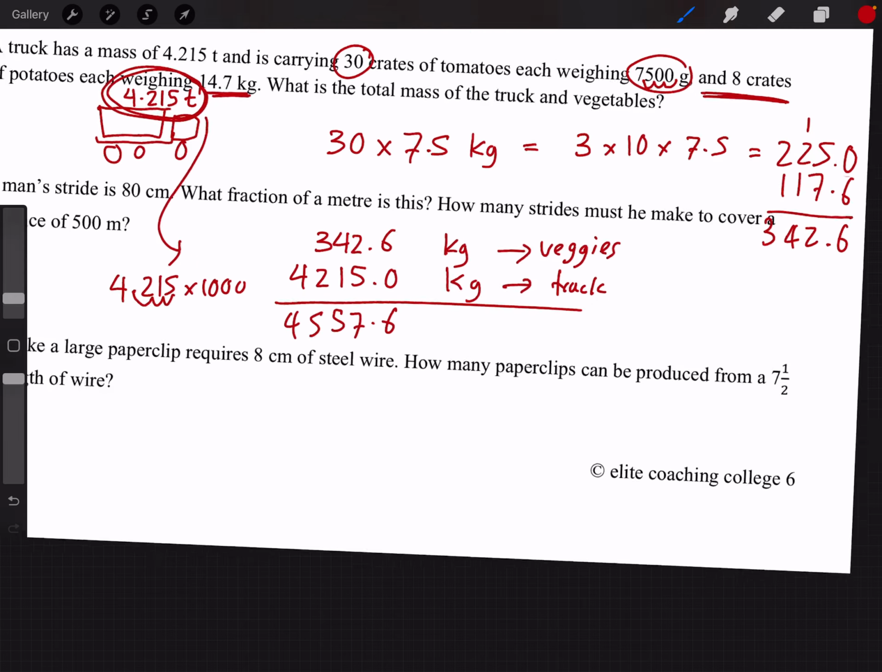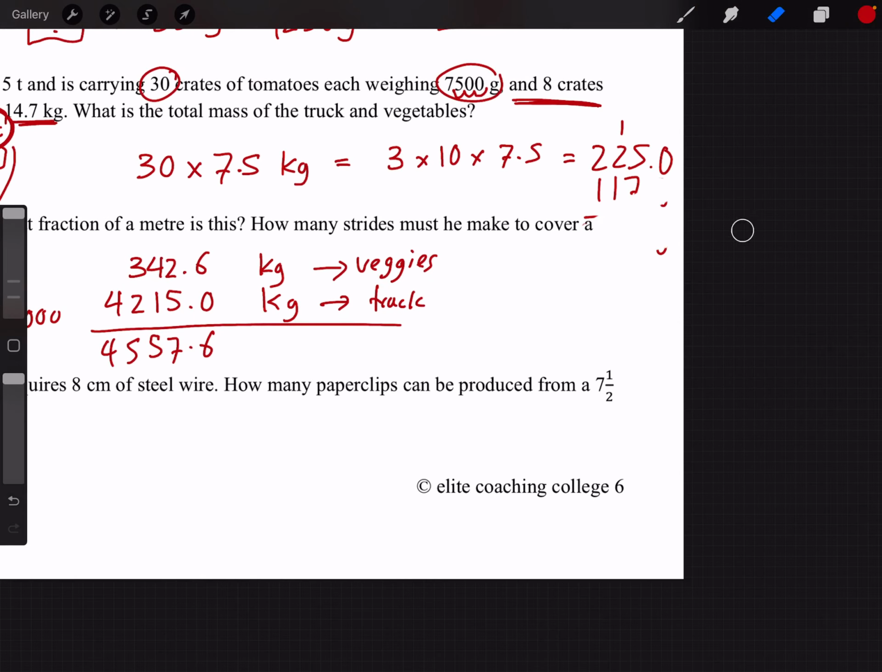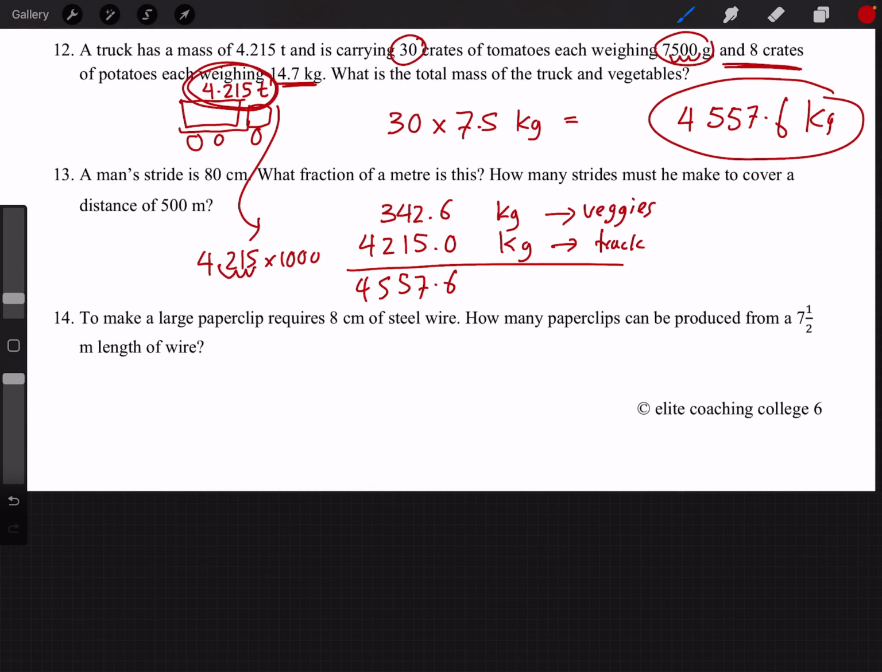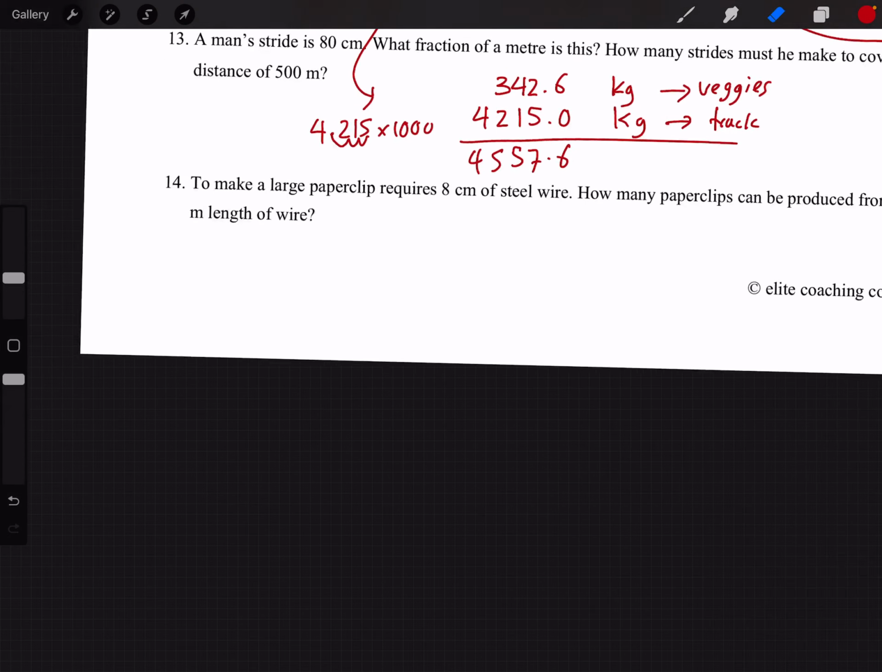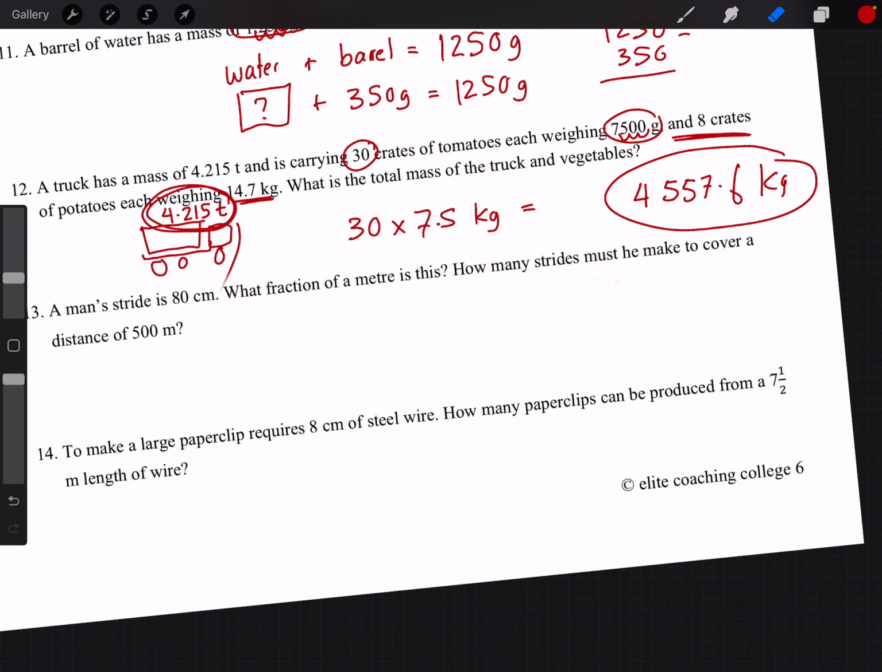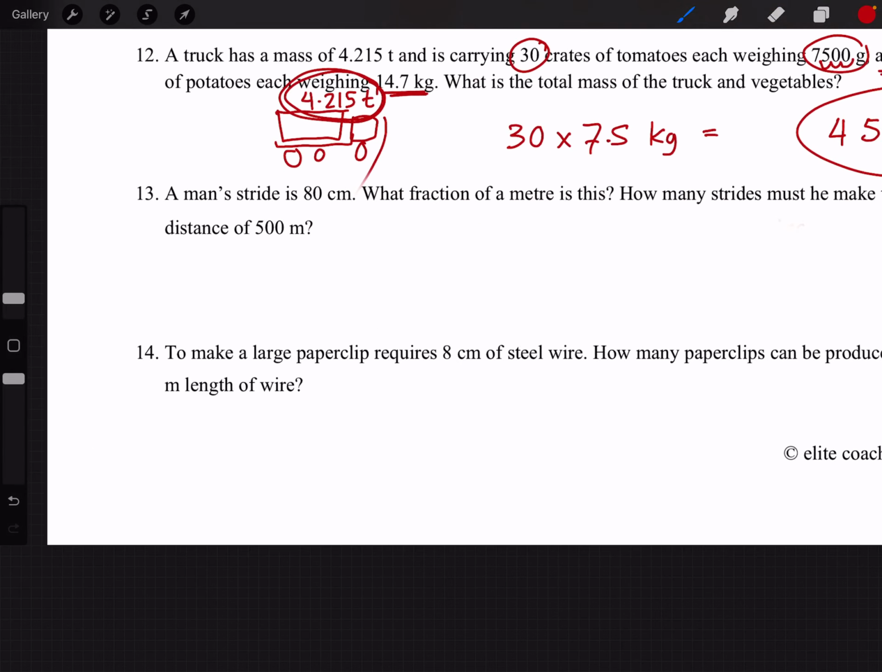Maybe I shouldn't have worked it out for you. You should have worked it out. All right, together would be 4,557.6, sorry, 0.6 kilograms. And there's your answer. I'm giving away too many answers. I think I should stop doing that and make you work it out yourself.